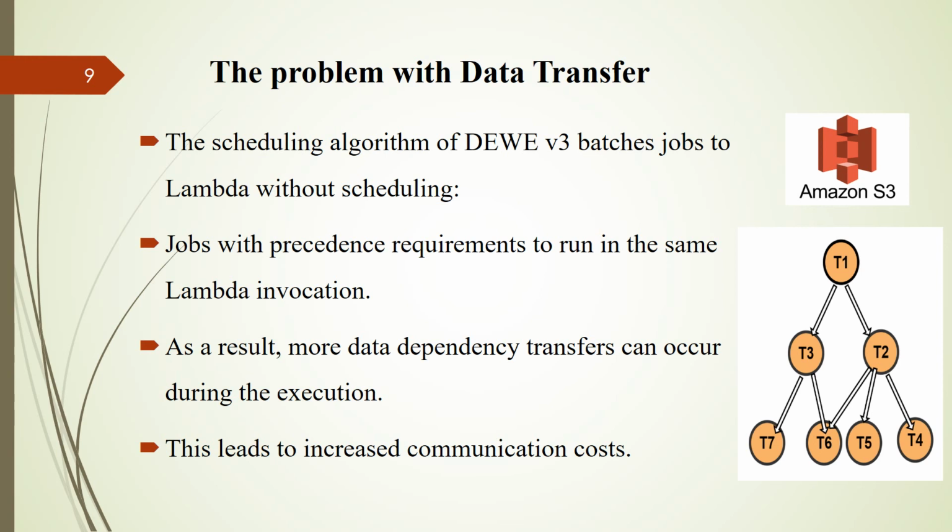Because the temporary storage of Lambda has only 500 megabytes of storage. In addition, jobs 4, 5, 6, and 7 will download data dependency files that are generated from jobs 2 and 3 from Amazon S3 to start the execution. As a result, lots of data dependency transfers can occur during the execution between the storage service Amazon S3 and the temporary storage of the function-as-a-service execution environment, and this leads to increased communication costs.